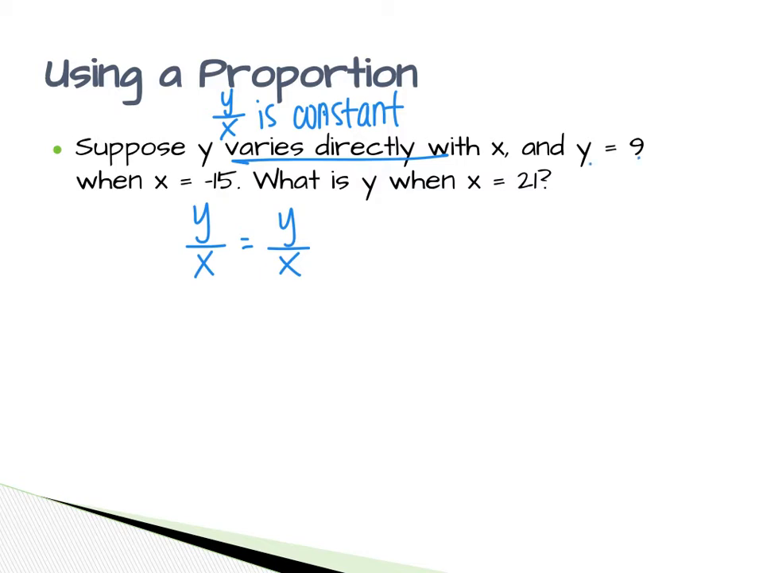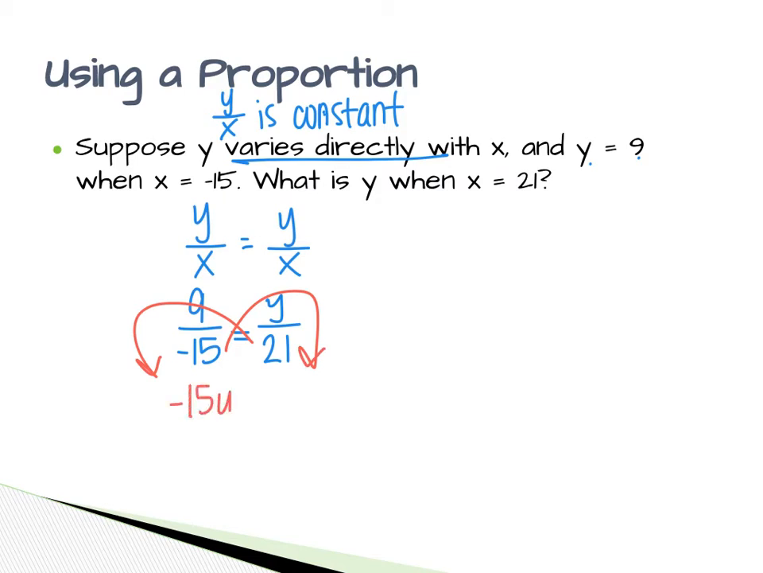And y is 9 when x is negative 15. So it'll be 9 over negative 15 equals, and then it wants to know what y is when x is 21. So you just set up a proportion, and then you do cross products. So you get negative 15y equals 189. Divide both sides by negative 15.